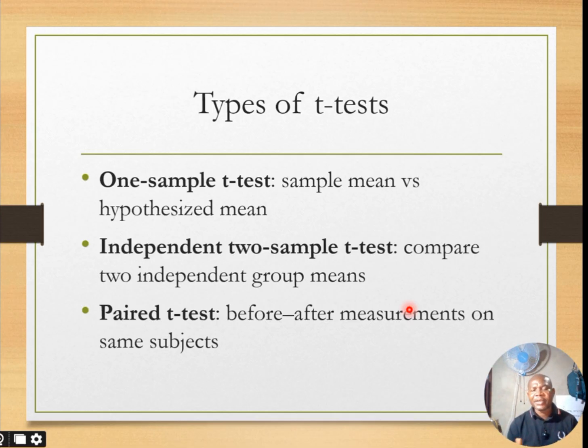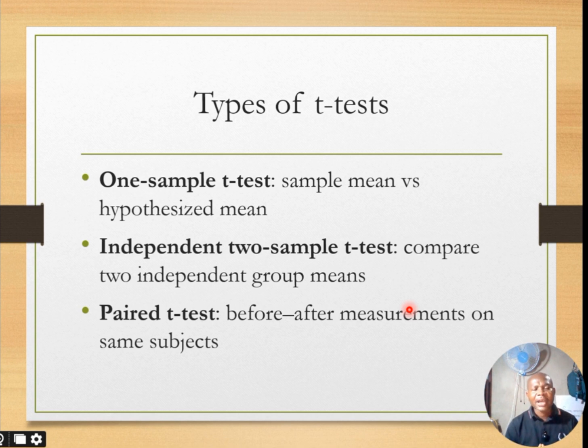If we believe the mean age of young people entering colleges is 18, and somebody comes to disprove it, the person will have to take a sample, obtain a mean from the sample he has taken, and compare that mean with our hypothesized mean. That is our generally claimed mean, which is 18.